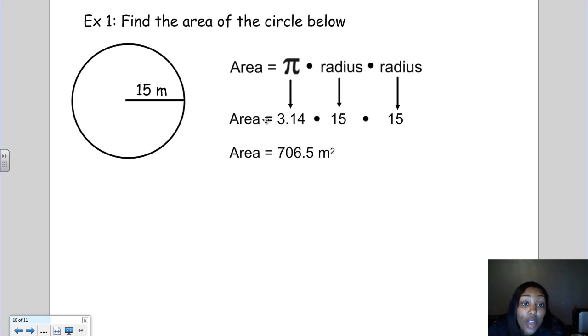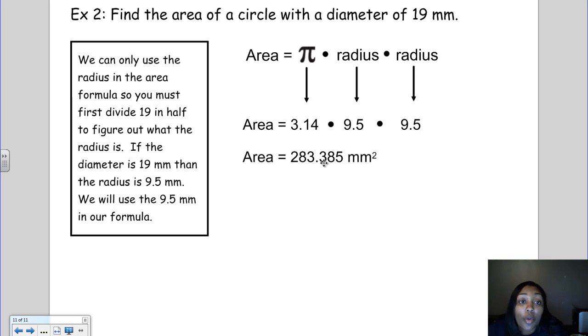So let's find the area of this circle. The first thing we want to do is look at what part of the circle they gave us. That's very important. If I look at this picture, they've given me the radius. So all I have to do is plug in 15 for the radius. I'm going to start with my formula, pi times the radius times the radius, which means I plug in 3.14 for pi and 15 for the radius. So I do 3.14 times 15 times 15, which gives me a total area of 706.5 meters squared.